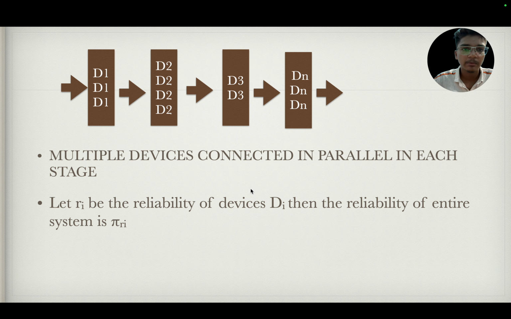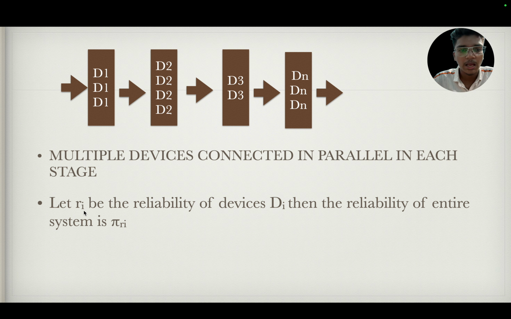This is multiple devices connected in a parallel way. Suppose d1 has a copy of d1. Suppose we take the keyboard. Many keyboards can be connected to a single device, which is a parallel connection, and it does not affect the others. But these all are connected in series.